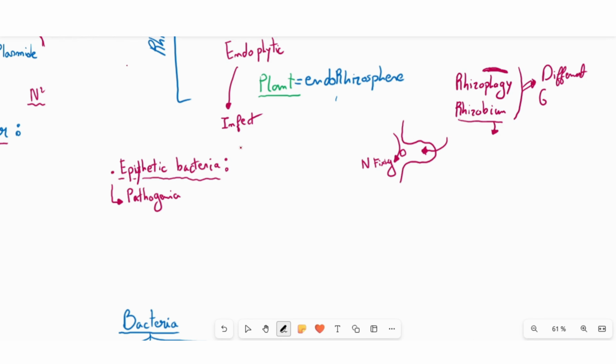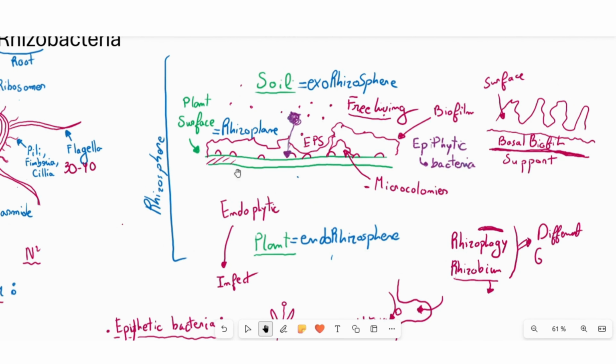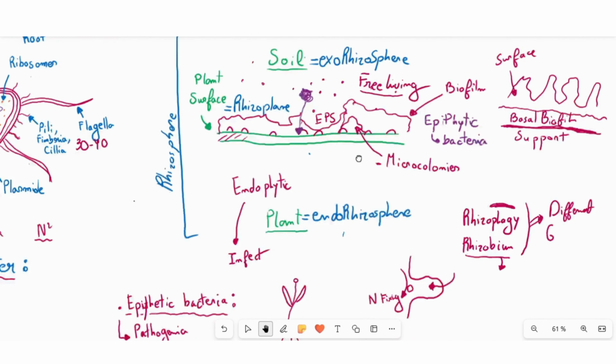By the way, one other piece of information I forgot to mention: epiphytic, since it's on the surface of the plant, epi meaning surface and phytic meaning of the plant, would basically be on any part of the plant. Okay, it can be on the leaves, on the stem, and on the roots. But in the case of PGPR, we mean the rhizoplane along the root system.